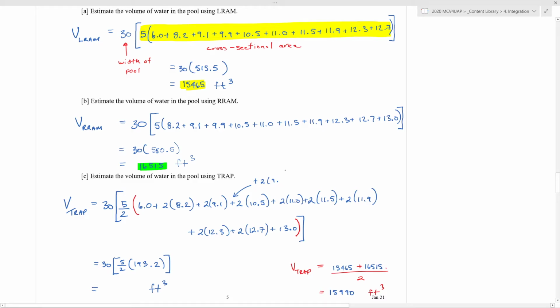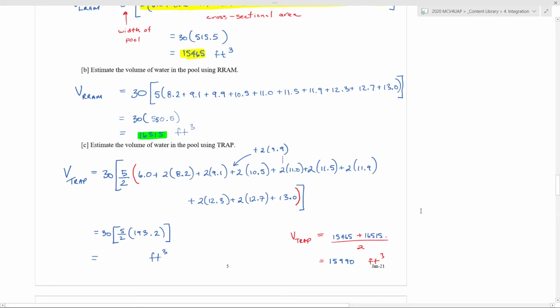2 times 12.3. Okay, that should be correct now. This is wrong. Bear with me, folks. So what is that number in the bracket? Does anybody know? I know that 5/2 times the number in the bracket is 553, but I didn't solve for the number in the bracket. 221.2.